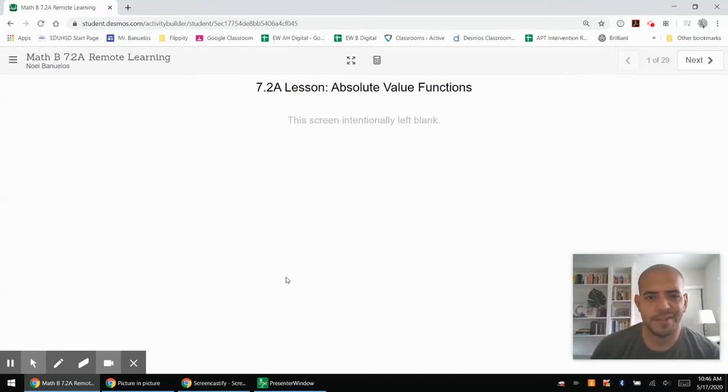All right, mathematicians. So this lesson's all about the absolute value function. It's the one that looks like a V. So here we go.